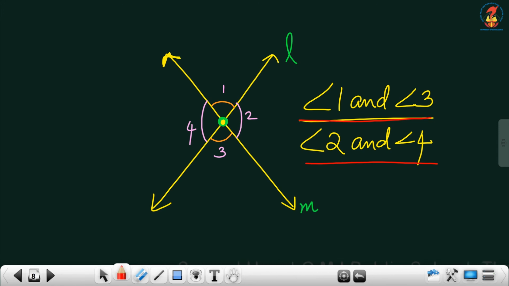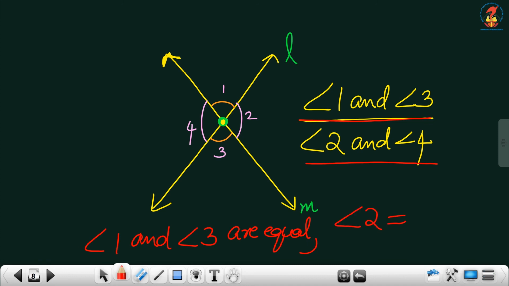When two lines intersect, we will get 2 pairs of vertically opposite angles, and the vertically opposite angles so formed are equal. So, what you can say, angle 1 and angle 3 are equal. In the same way, angle 2 is equal to angle 4. So, what is the condition? Vertically opposite angles are equal. When two lines intersect, the vertically opposite angles are equal. So, we can say that angle 1 is equal to angle 3, and angle 2 is equal to angle 4.